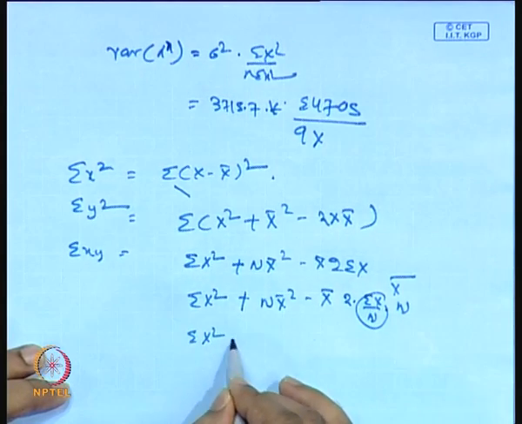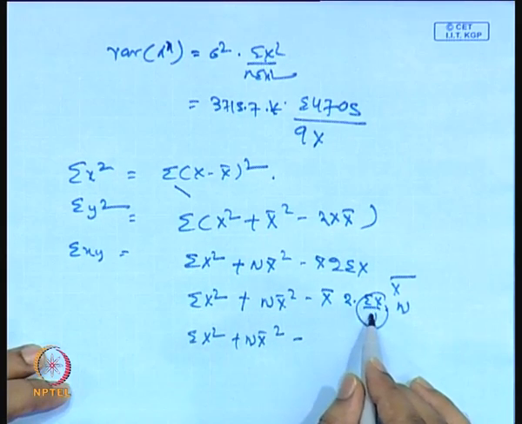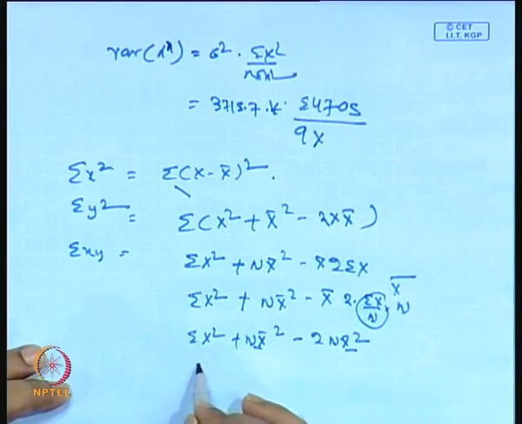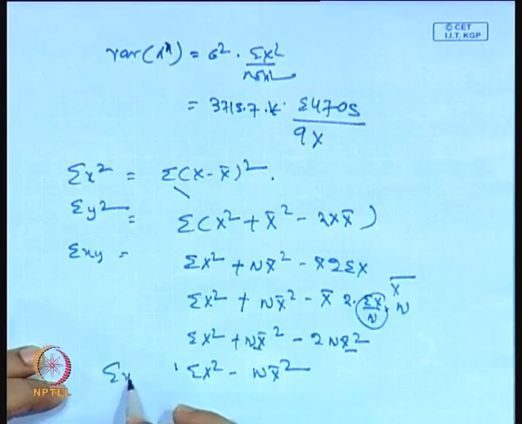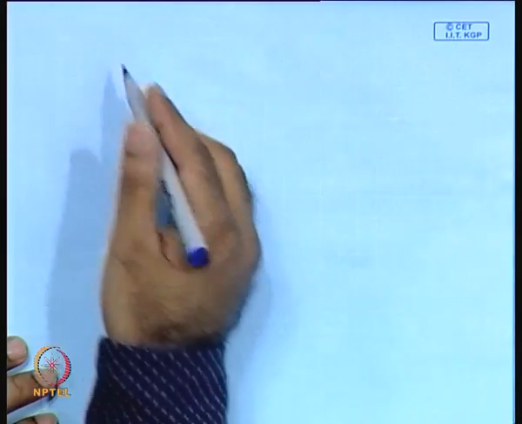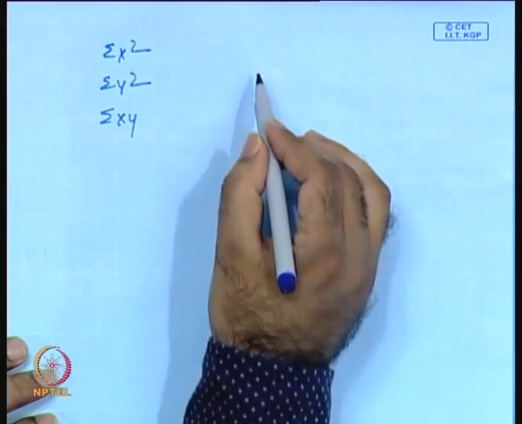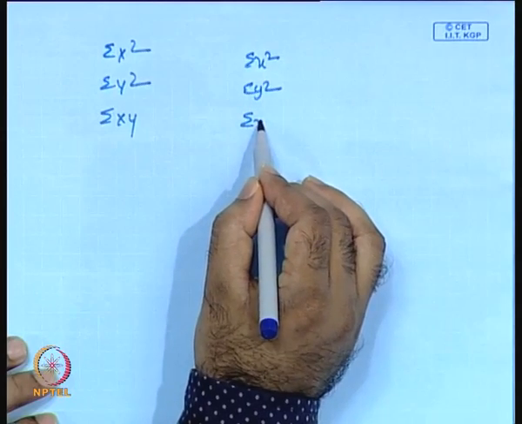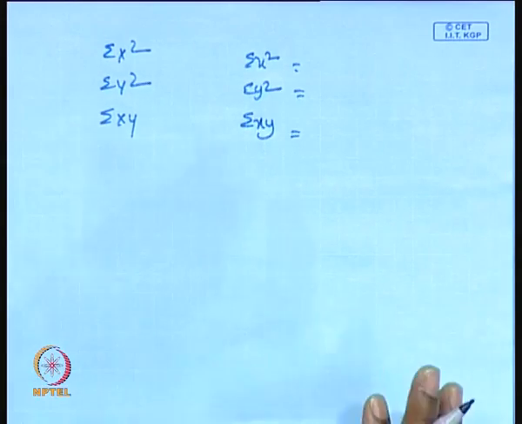So summation x square plus n x bar squares minus 2 n x bar squares. So this is summation x square minus n x bar squares. This is the summation x square value. Accordingly we have to transfer all these things. We need to calculate summation x square, summation y square, and summation x y. These are very essential to consume less time.